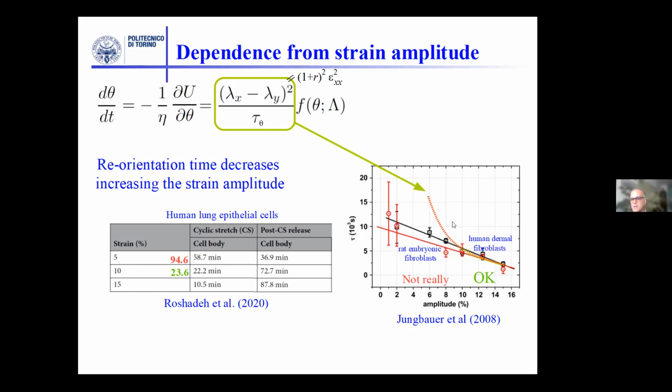To tell you the truth, a timing that goes like 1 over epsilon_xx squared would be much nicer, because one could say that when epsilon becomes very small, the times become too large compared to the timing of the experiment, and so that's why we don't see anything. And in particular, randomness will destroy everything, as we shall see. But this is not the case. So what happens for small strain should be investigated more.